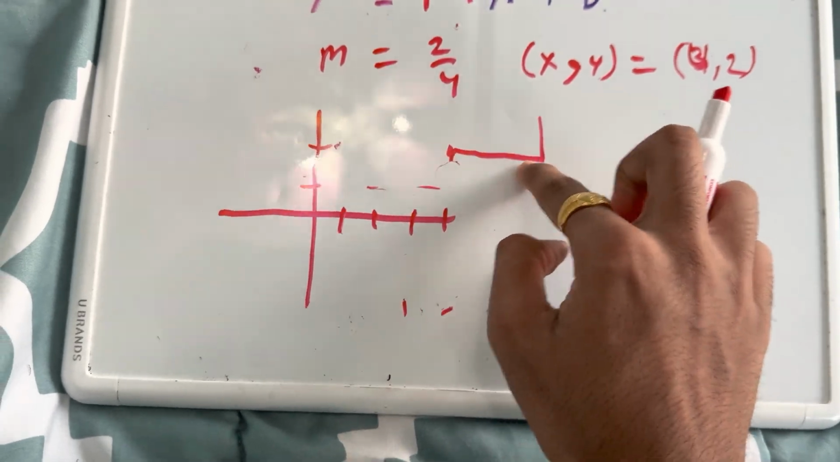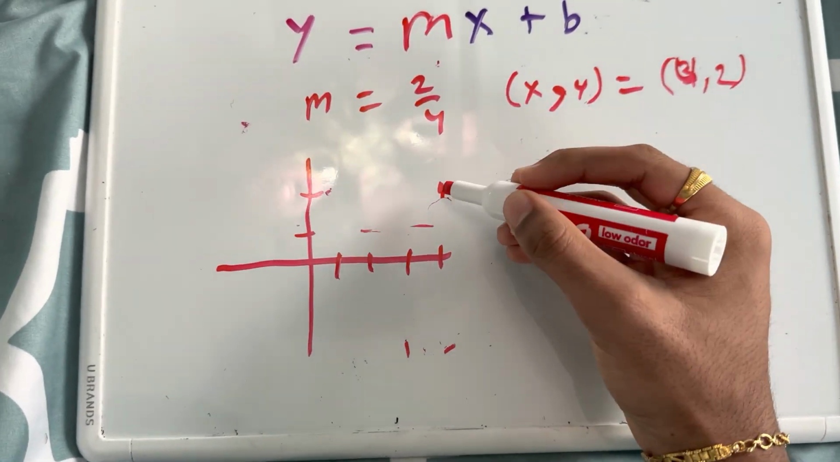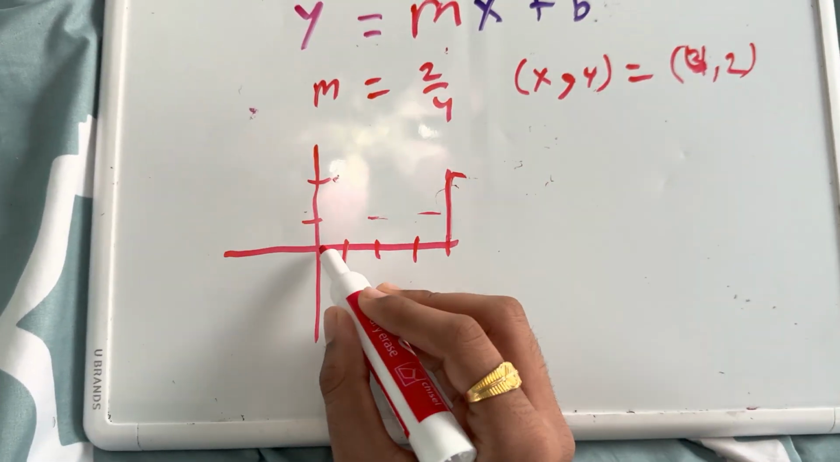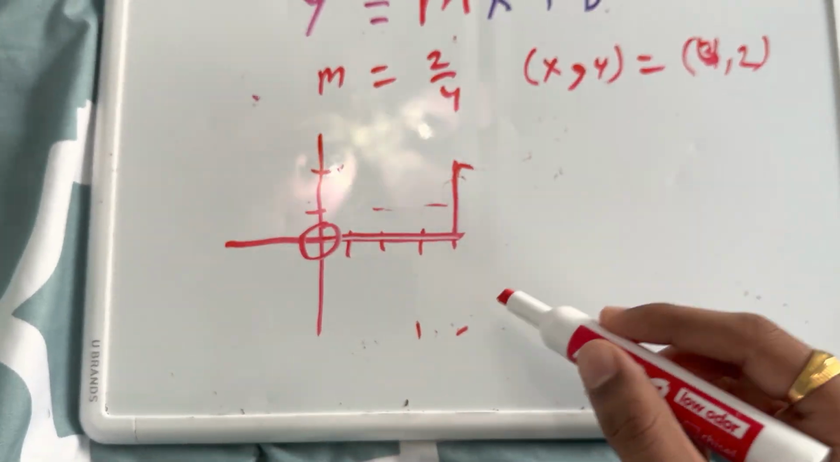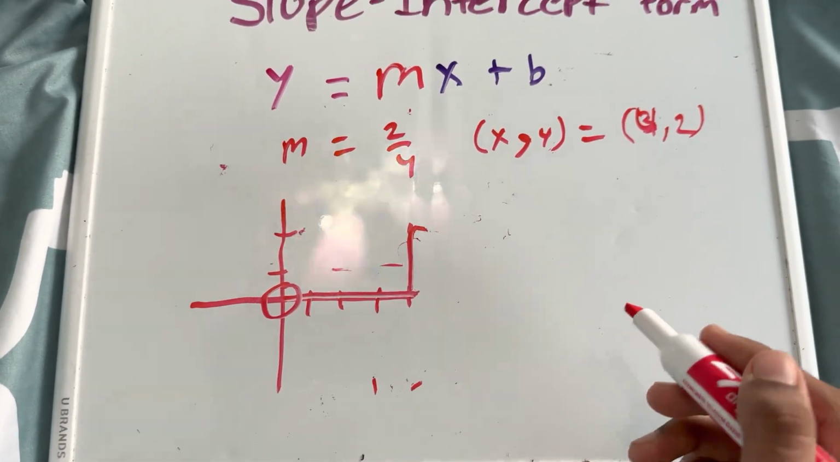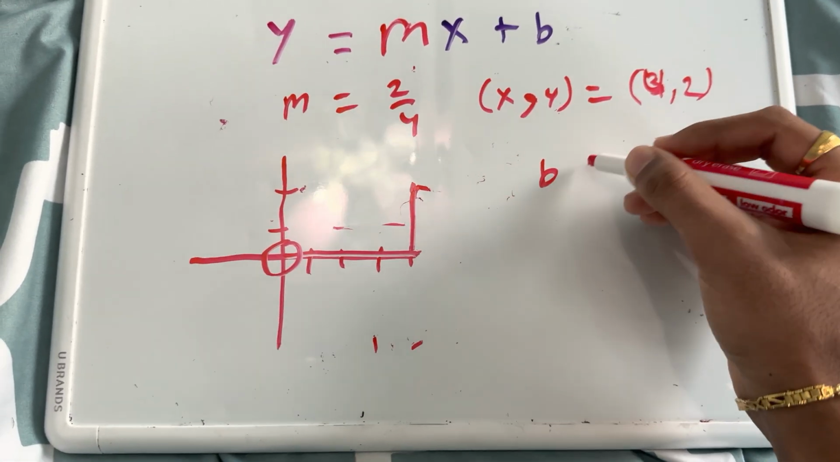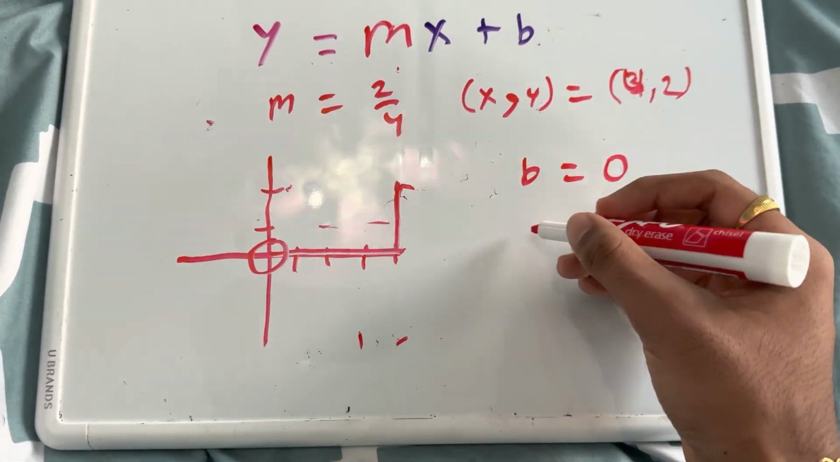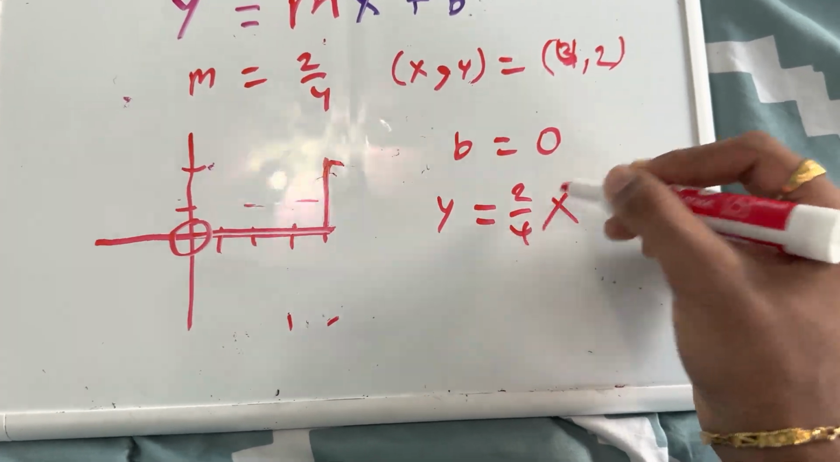So, let's go down for the sake of touching the y-axis. If we go down 2 and go 4, we see already that we touch the y-intercept at 0. So, what does this mean? The y-intercept b equals 0, and the equation that can be written is y equals 2 over 4 x.